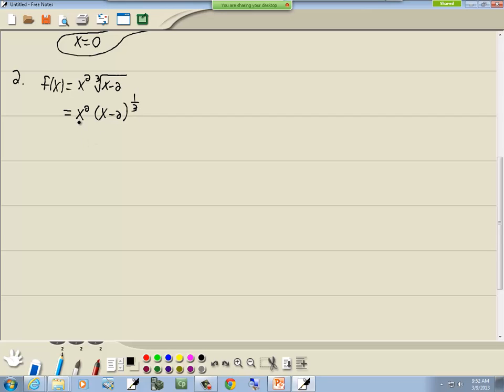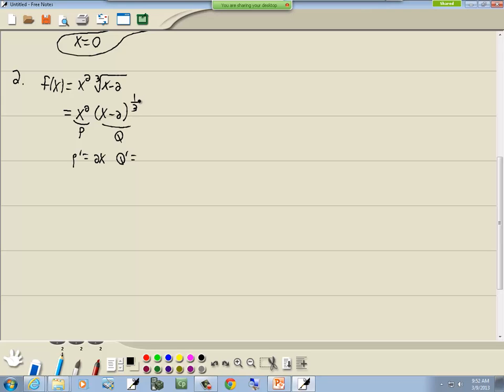Well, to find the derivative of this is going to be the product rule. So this will be p, and this will be q. P prime, derivative of x squared is 2x. Q prime, the derivative of x minus 2 to the 1/3. We've got parentheses to a power. This is a chain rule, specifically a general power rule.